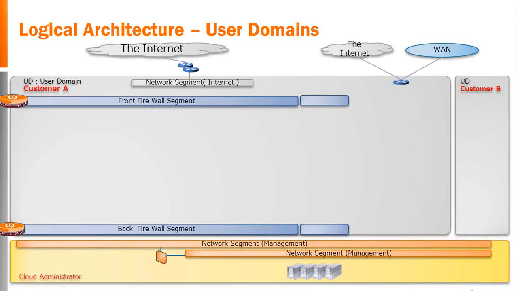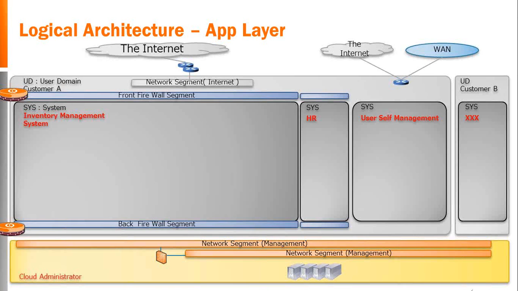So customer A has a Vyatta firewall front-ending them from the outside world, and also a Vyatta firewall at the back end, which leads out to the management network and the backup networks. Within user domain A, customer A, they have what they call the application layer. And in the application layer, they have applications. In this case, inventory management, human resource applications, user self-service, like an Oracle self-service application. Again, using firewalls to provide nested virtual machines within virtual machines.